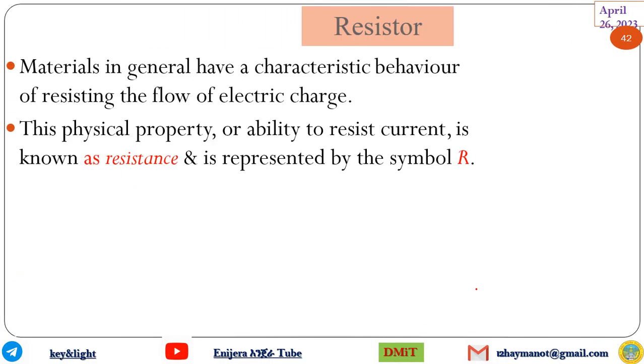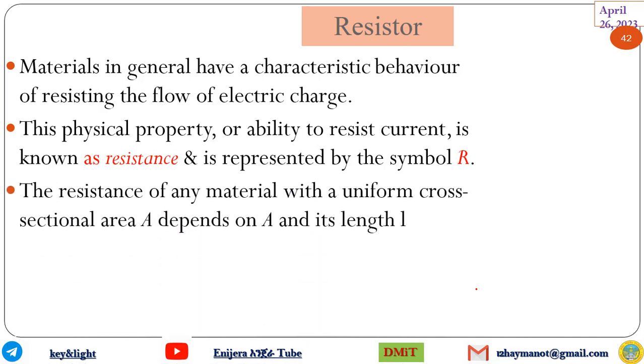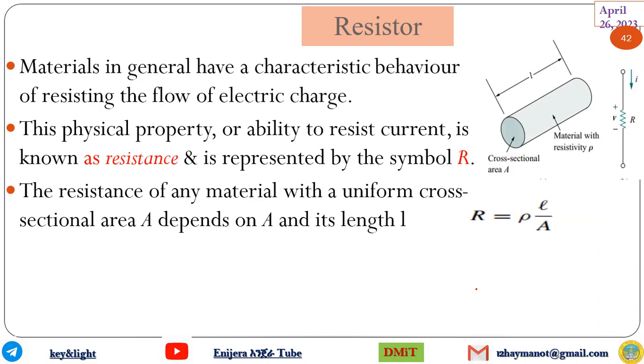Coming to the element resistor, materials in general have a characteristic behavior of resisting the flow of electric charge. This physical property, the ability to resist a current, is known as resistance and is represented by the symbol R. The resistance of any material with a uniform cross-sectional area depends on area, length, and resistivity of the material.